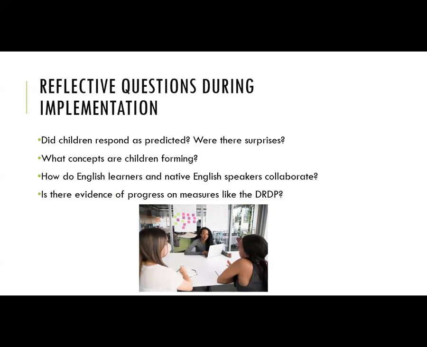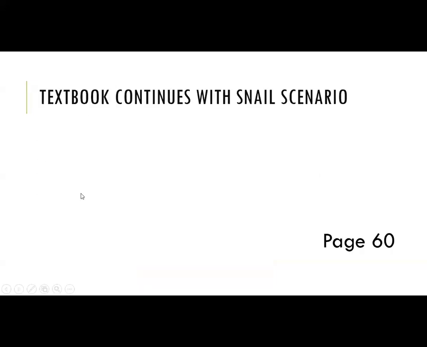Here are some more reflective questions that can be asked during implementation. Did children respond the way you expected them to? Were there surprises? What concepts are children forming? How do English learners and native English speakers collaborate in this activity? And is there evidence of progress on measures like the DRDP, if you use that? And there's a part of the snail scenario for this too.